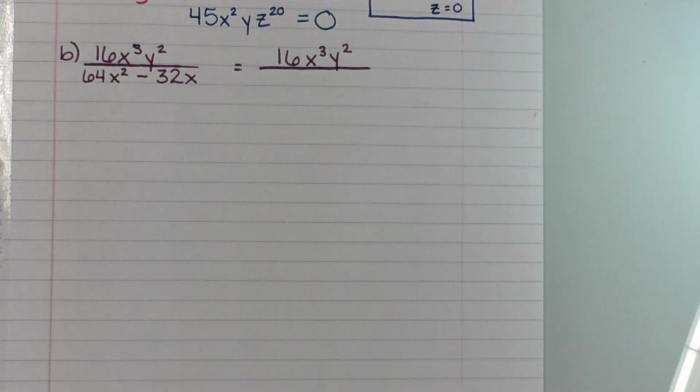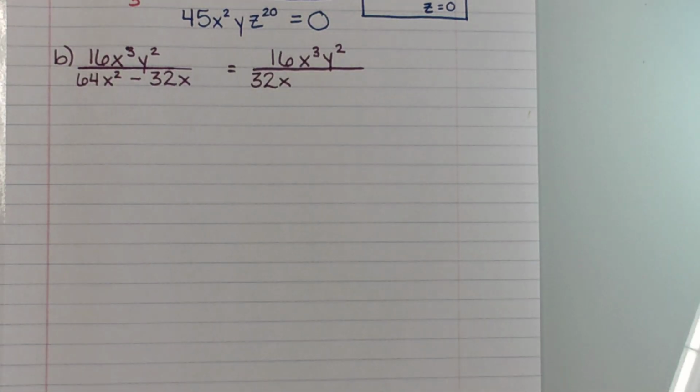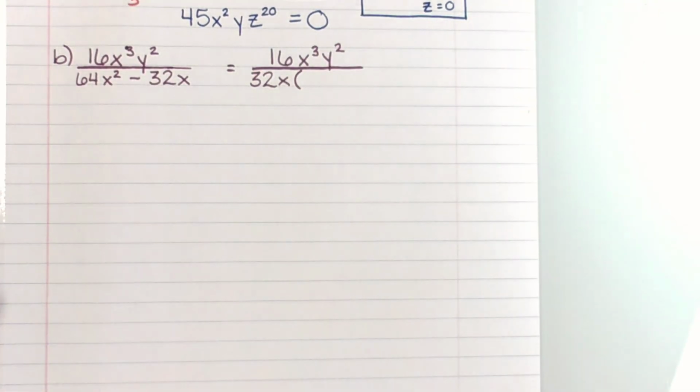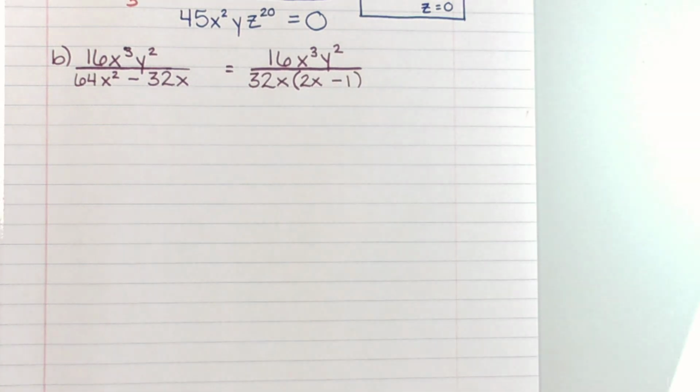Can I factor the denominator? Yes. What kind of factoring are we doing? Greatest common factor. 64x squared minus 32x. Marissa, what did they both divide by? 32. 32, a little bit more. X, you got it. Harmony, if I factor that out, what's it leave me with? 2x minus 1. Good.